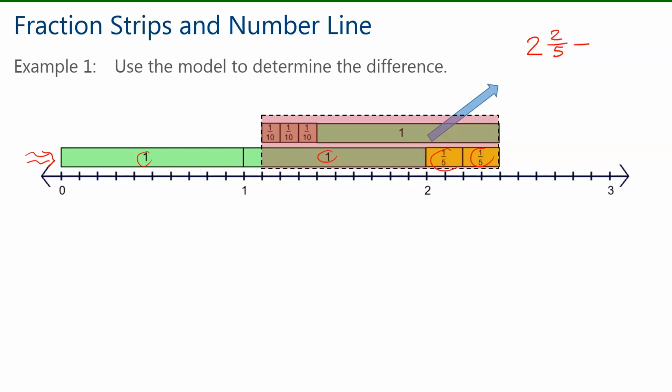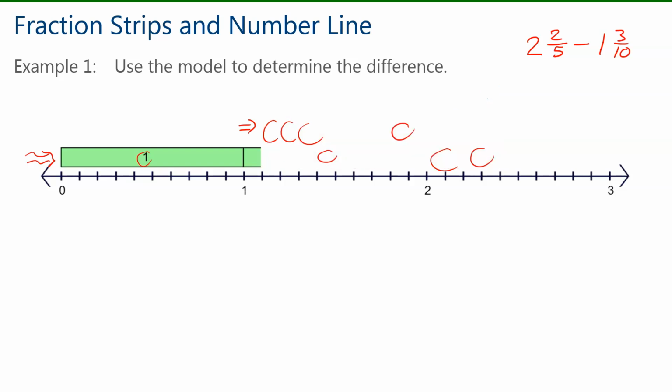What am I subtracting? Well, there, I'm going to look at my top set of strips, where I have 1 whole and 3 1/10 strips, which will give me 1 3/10. So my minuend is 2 2/5. My subtrahend is 1 3/10. Let's take it away. This is what we're left with. This will give us our answer.